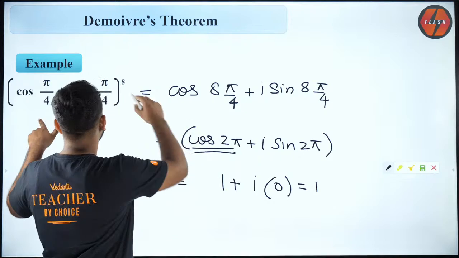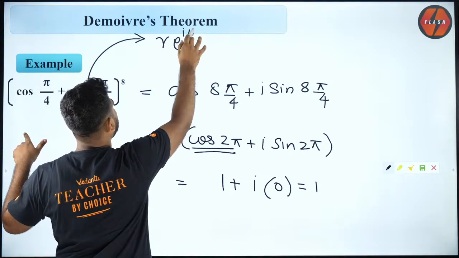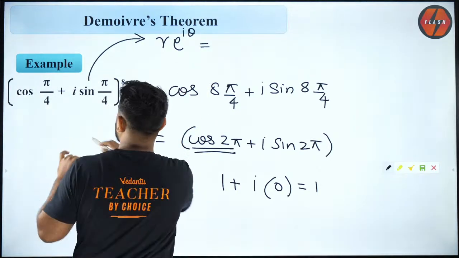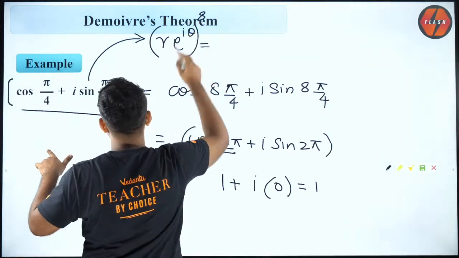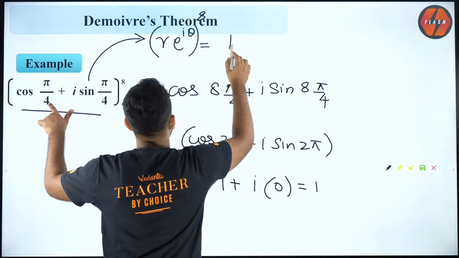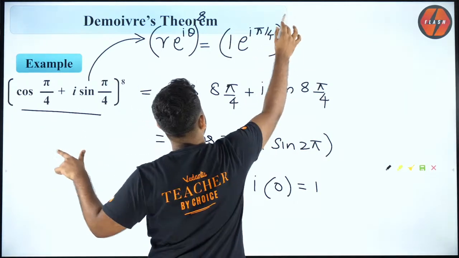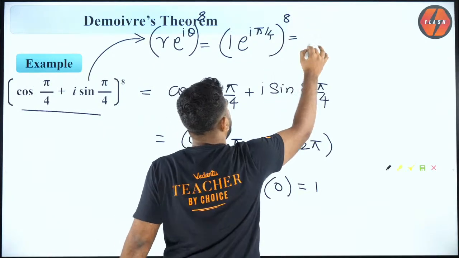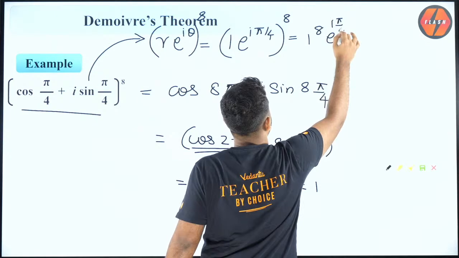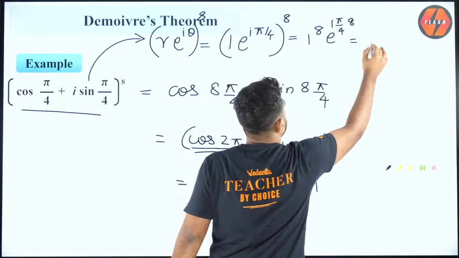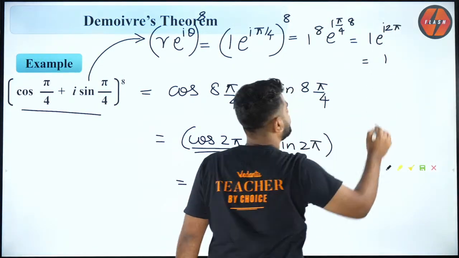So if you represent the same thing in Euler's form, it will be r e to the power iota θ. What is r for this? R for this will be 1 whole power 8. So r for this will be 1 and θ for this will be π by 4. And then we have whole to the power 8. So that will be 1 to the power 8, and then e to the power iota π by 4 into 8. So that will be 1 e to the power iota 2π, which will be 1.